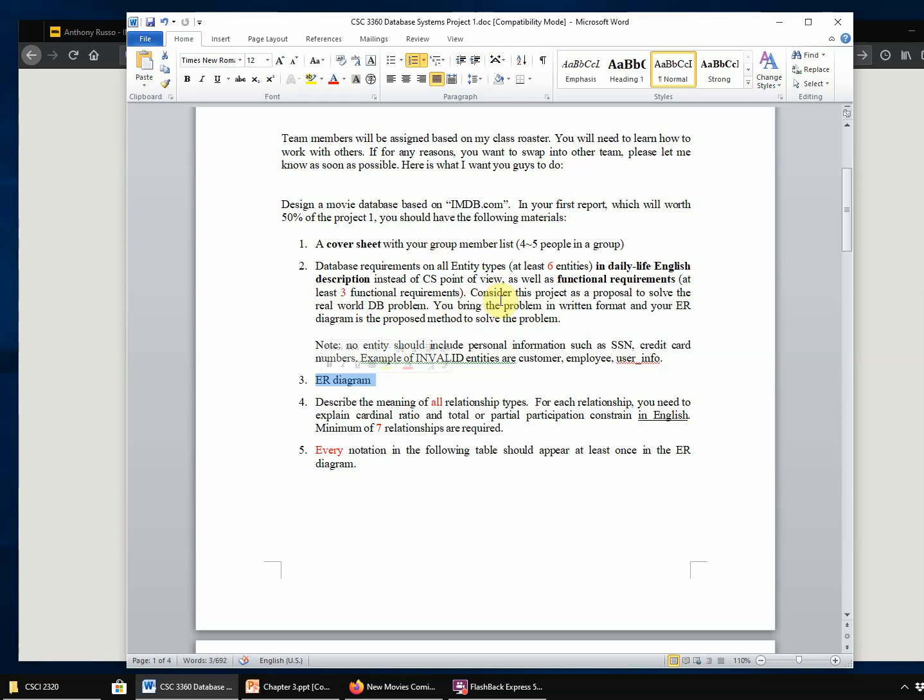And then inside of your ER diagram, because you will have multiple relationships over there, I need you to describe every single relationship that you have in English as well. So describe the meaning of all relationship types. For each relationship, you need to explain cardinal ratio and total partial constraints in English. Minimum of 7 relationships are required. So this is not hard because you need to have at least 6 entities. 7 relationships are the minimum that I have.